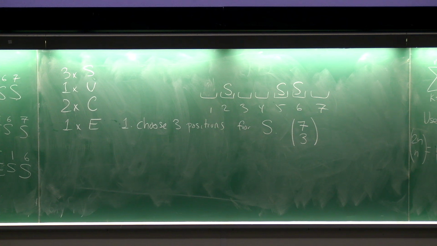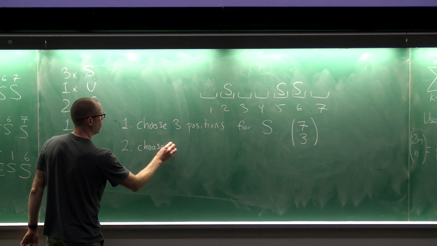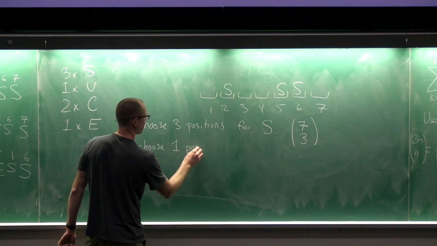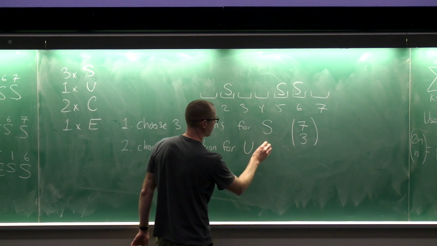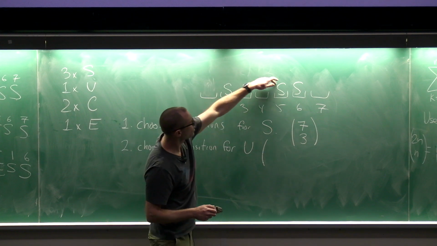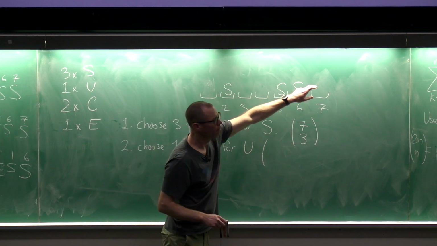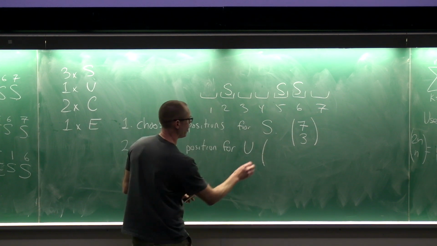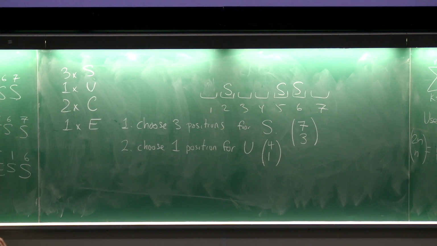Yeah. So step 2 is choose 1 position for U. How many ways are there to do that? Well, 3 of the positions are already occupied by S's, so there's 1, 2, 3, 4 ways to do that. Second step: 4 choose 1, which is 4.